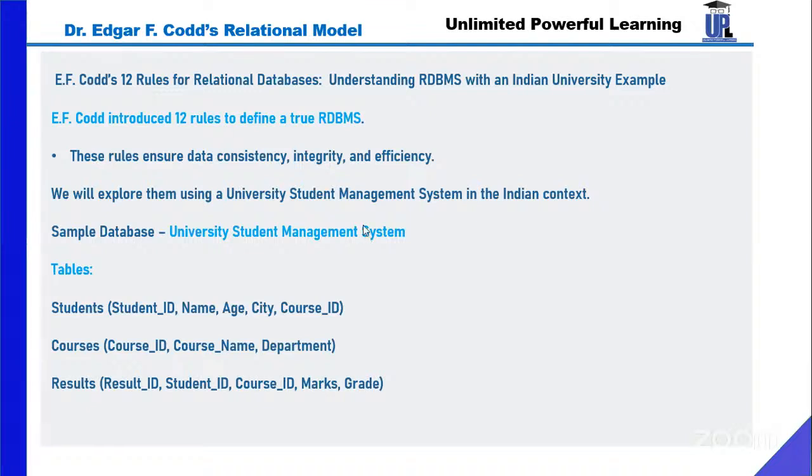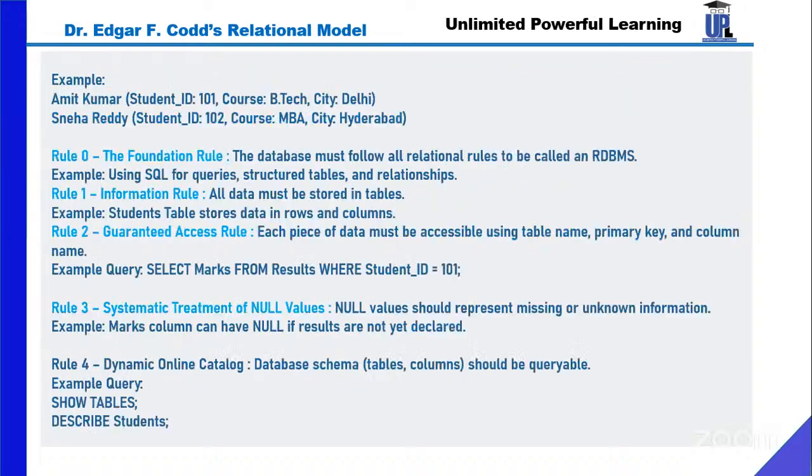For example, let me take a simple scenario, a university student management system, which people can universally understand. Here we may have students: student ID, name, age, city, and course ID. Courses: course ID, course name, department. Results: result ID, student ID, course ID, marks and grade. Like this, a university student management system may have three databases, which are the students database, courses database, and results database. Now, if I want to understand further, we can add this type of records there and maintain them.